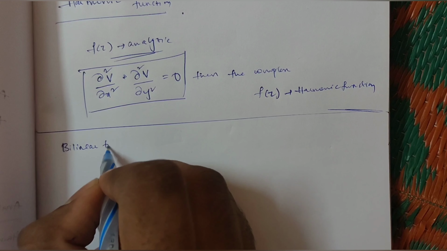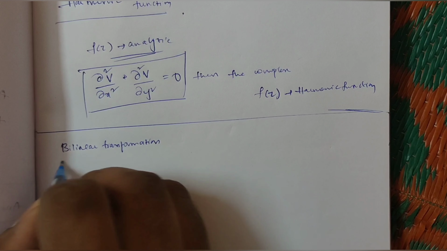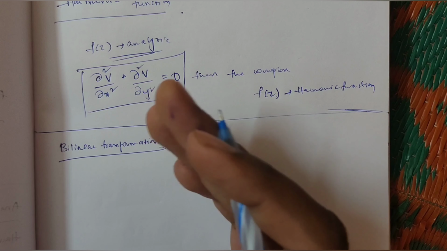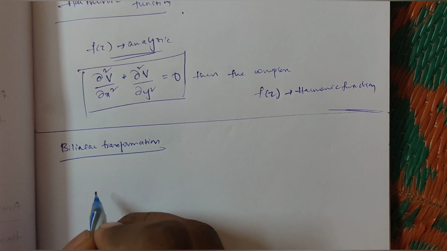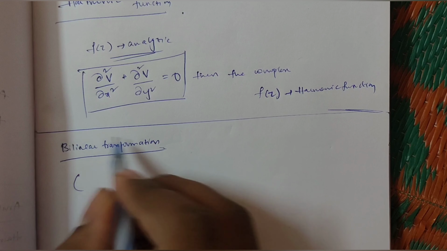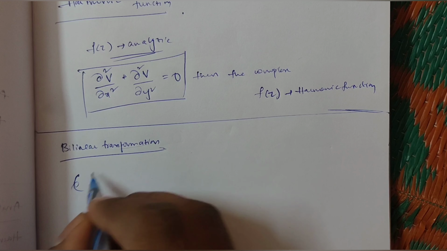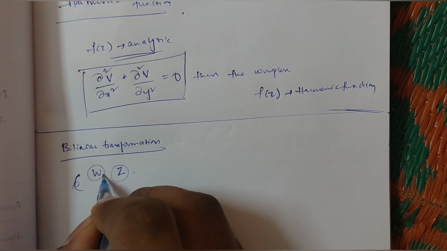Bilinear transformation. Generally in mathematics you don't have a vast amount to explain. You should go on with the flow of formulas. So now, what is a bilinear transformation? If for a point a w and a z are given, what is a bilinear transformation?